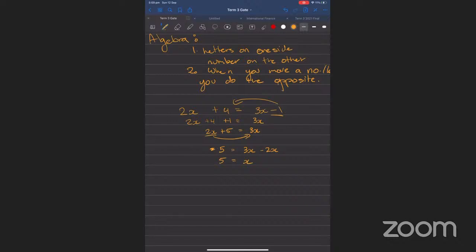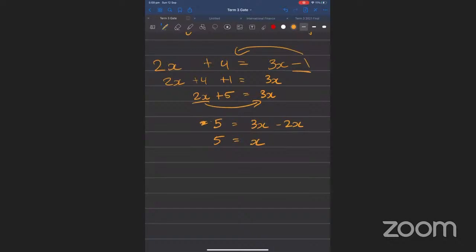Now to see if we did this correctly or not, let's take a look at the original equation. 2 times 5 plus 4. 2 times 5 is 10, plus 4 is 14. 3x, 3 times 5 is 15, minus 1 is 14. So this makes sense. So the correct answer is 5.